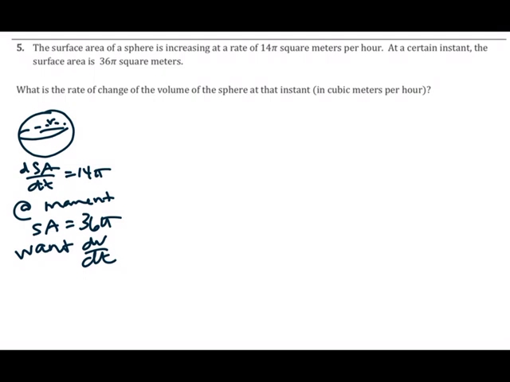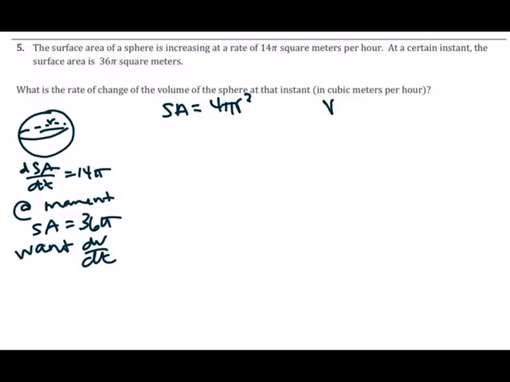So here we have a sphere. We know that the rate of change of the surface area is 14 pi, and at the moment that we care about, we know the surface area is 36 pi. We're being asked about the volume. So it seems like we're going to need to use a couple of formulas here. We're going to need to use the surface area formula, which for a sphere is 4 pi r squared. It also seems like we are going to need to use the volume formula, which is 4/3 pi r cubed. Now our ultimate goal is to find the volume.